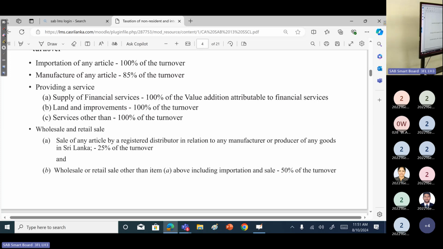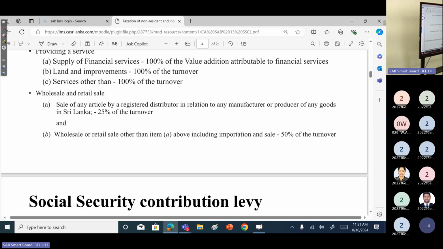In case of wholesale and retail, that is buying and selling, including import and local sales, we consider 50% of the turnover for tax purposes. Say there are imports and local sales. At the point of importation they also pay, and in the local sales, on the total sales we consider 50%, and from that 50% we work out the SSCL liability at 2.5%. Right?